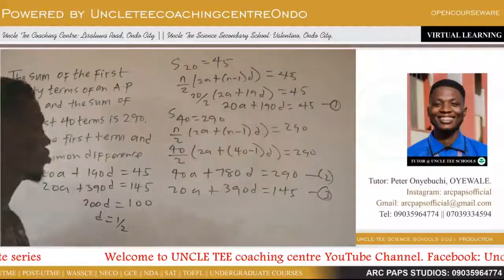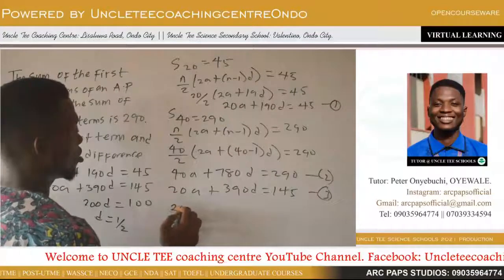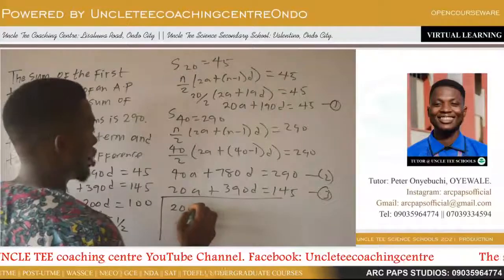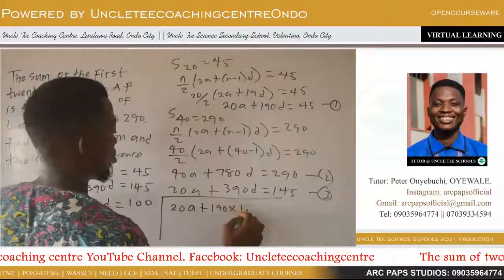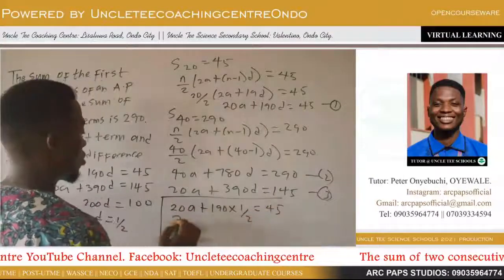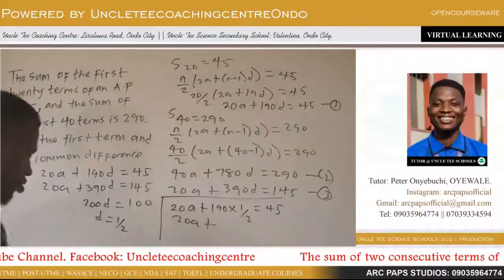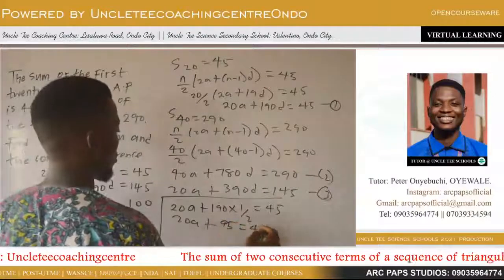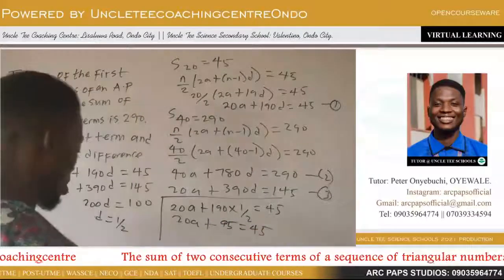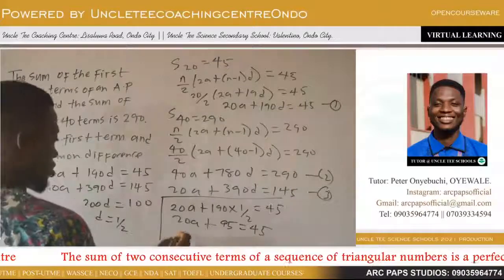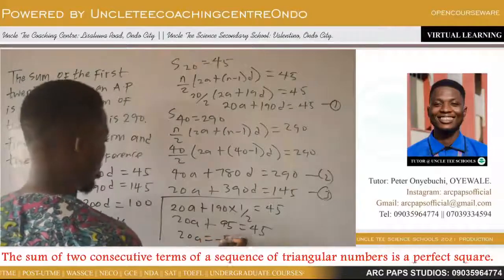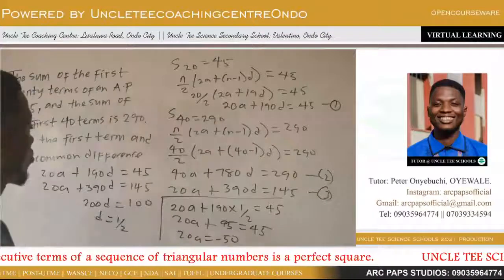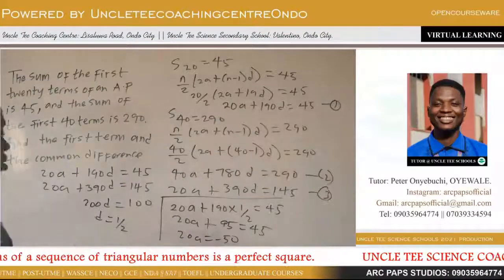1 over 2. Now, when d is equal to 1 over 2, we can substitute it in any of the equations. If we use equation 1, 20a plus 190d is equal to 45. Now d is 1 over 2, so 20a plus 190 divided by 2, which is 95. Now 20a will be equal to 45 minus 95, which is minus 50. It means our a is minus 5 over 2, or minus 2.5.